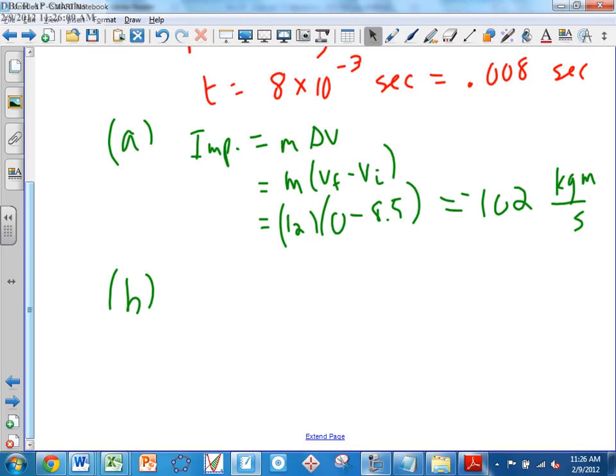Try part B on your own and find the force. Use the other equation. Hey, that worked out for you there. All you have to do is divide. No, I haven't tried it yet. Hold on, let me check.